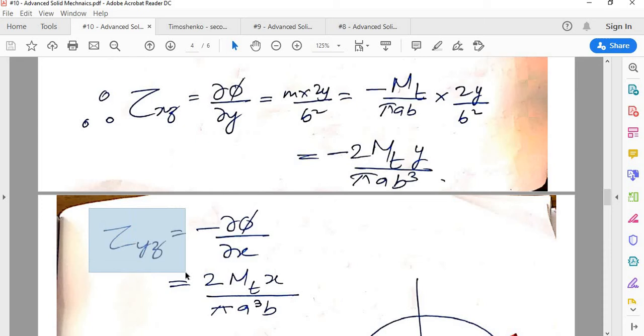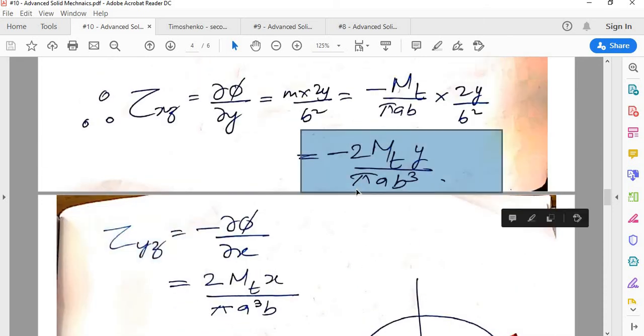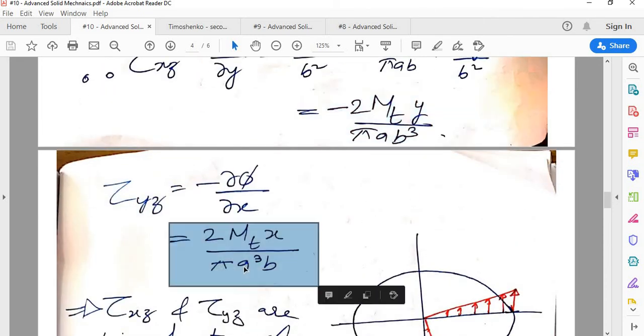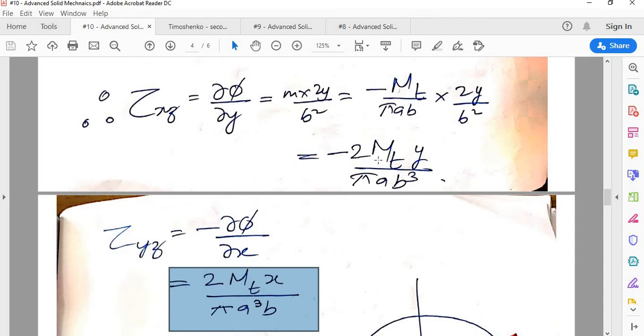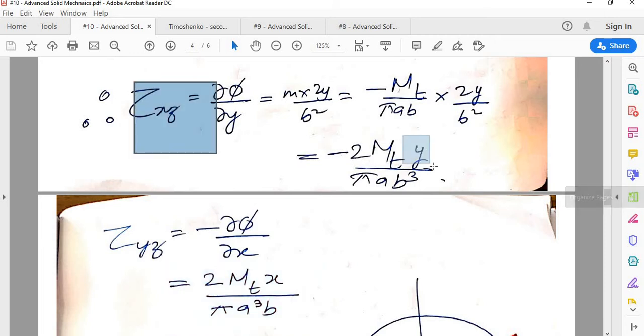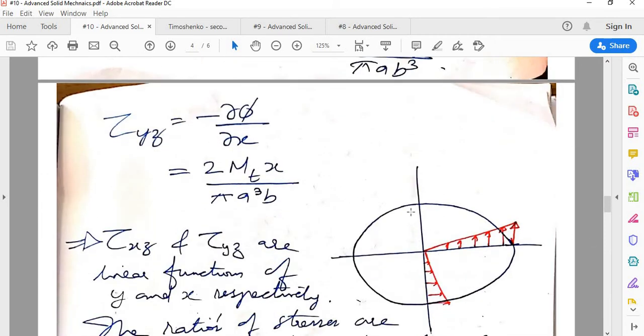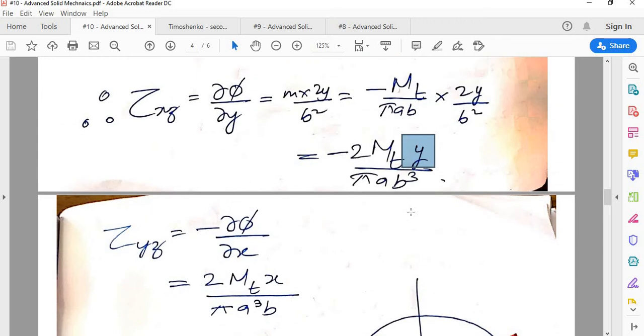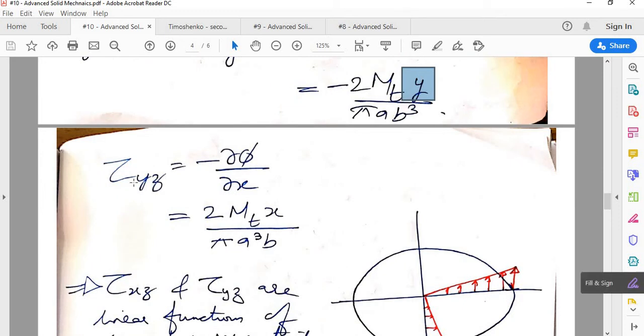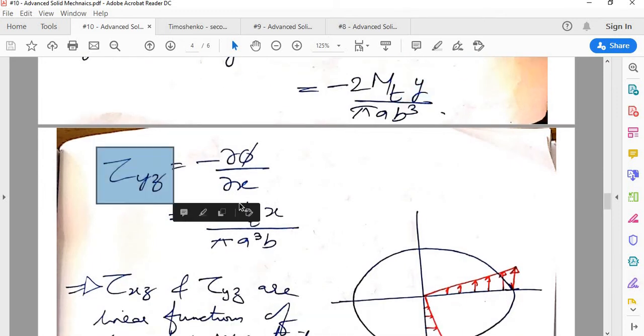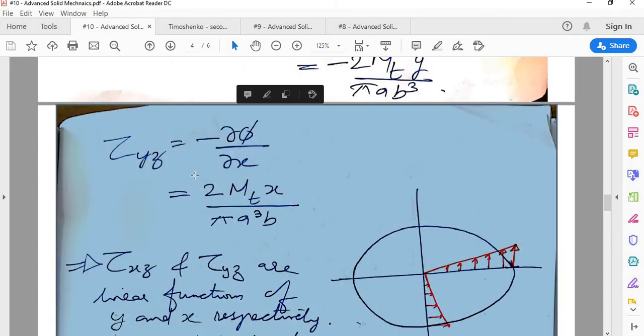So you will take the first derivative. These are the expressions for stresses tau xz and tau yz. We can see that both are linear functions of coordinates. Tau xz is a linear function of y, and it makes sense because when you are trying to twist a bar, at the center there is no stress, and stress increases linearly along the radial direction. Similarly, tau yz is a linear function of x.